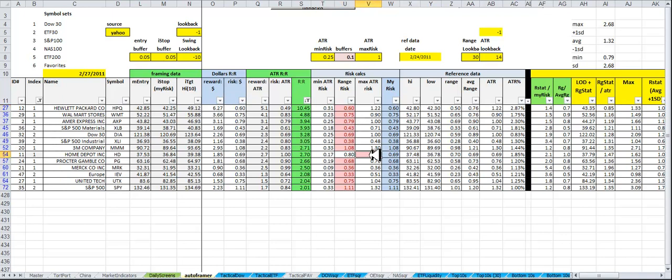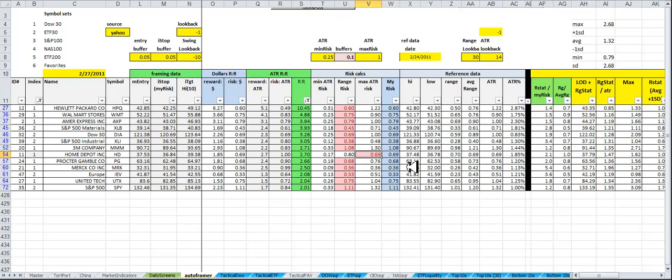But it turns out in one of these, in Home Depot, for example, a quarter of an ATR risk is 17 cents, a full ATR is 69 cents, but the range risk plus that buffer is 80 cents. So in that case, I'd be willing to use one ATR because it's the range in the middle.